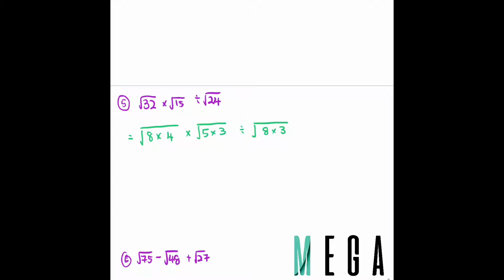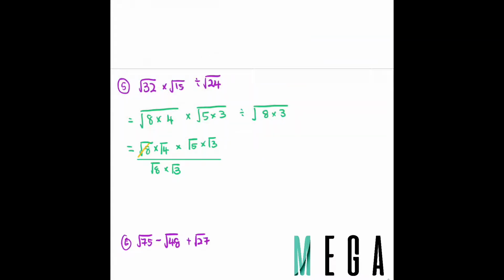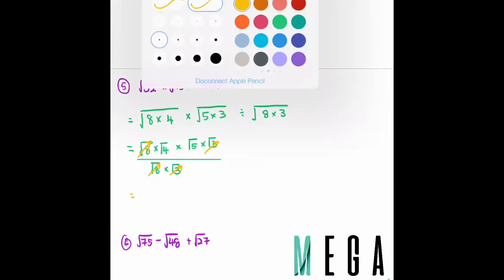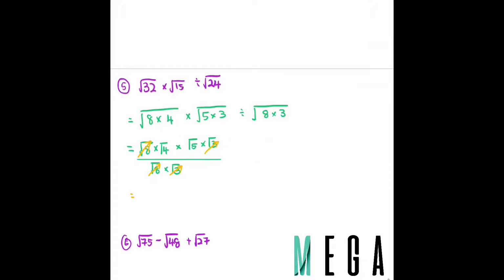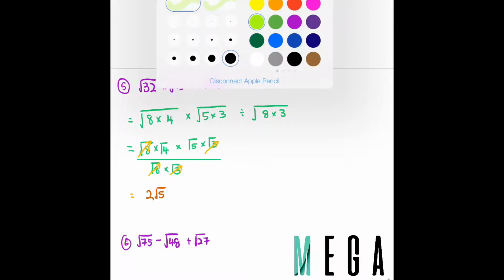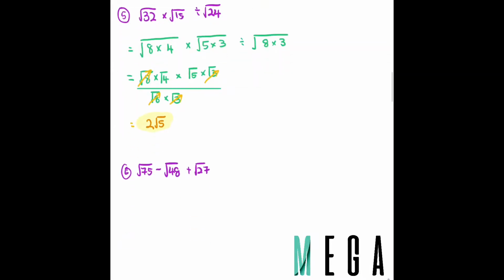Okay, and this I can simplify using this rule. So surd 8 multiplied by surd 4 multiplied by surd 5 multiplied by surd 3, and finally divide by surd 8 multiplied by surd 3. As you can see, surd 8 and surd 8 I can cancel off, surd 3 and surd 3 I can cancel off, and the final answer I will be getting, surd 4 is 2, multiplied by surd 5. That is my final answer. It's easy that way, right?